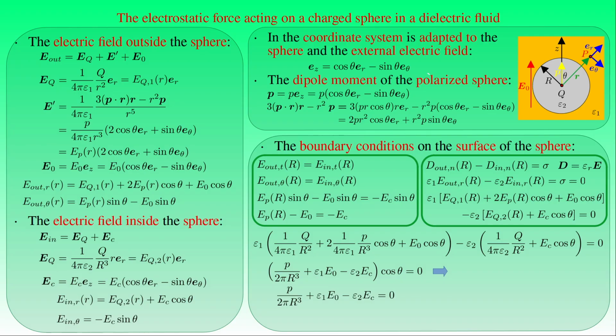vanish. We also substitute the definition of E sub q1 into the first boundary condition and we obtain two equations that can be used to eliminate the variable EC by multiplying the second one by epsilon 2 and adding the result to the first equation. Then we can express E sub P evaluated at capital R, that is P over 4 pi times epsilon 1 times capital R cubed, as the difference between the dielectric constants epsilon 2 and epsilon 1 over the sum of epsilon 2 and 2 times epsilon 1, times the magnitude of the external field E naught.